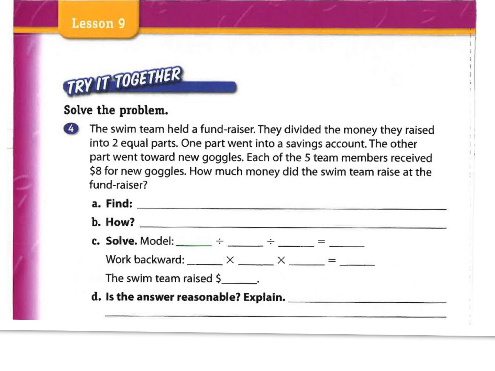Okay, now we need to solve this problem. It says the swim team held a fundraiser. They divided the money they raised into 2 equal parts. One part went into a savings account. The other part went toward new goggles. Each of the 5 team members received $8 for new goggles. How much money did the swim team raise at the fundraiser? So we need to find how much money they raised. So the amount of money they raised, and we're going to use multiplication and division to do that.